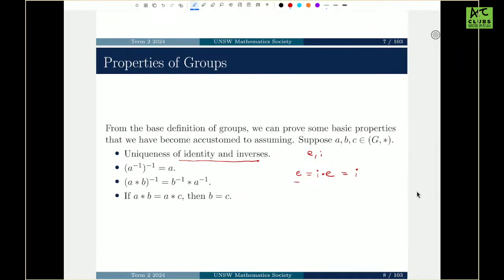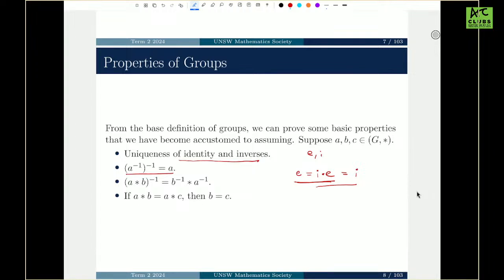So the first step here uses the fact that I is identity, so doing I dot anything is just that thing. And then the second equality uses the fact that E is the identity, so applying it to anything doesn't affect it. So that's why if you have any two elements that satisfy identity, they have to be the same thing.